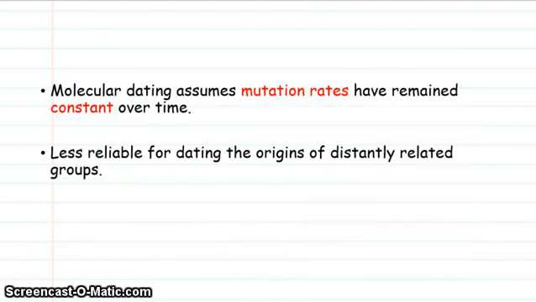Now, the only downside to the use of molecular dating really is that it assumes that mutation rates have remained constant over time. And of course, that being the case, if you are trying to compare the genomes of very, very distantly related organisms, then molecular dating is less reliable because of that.